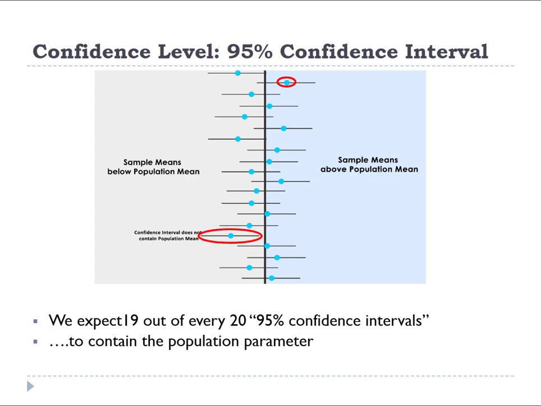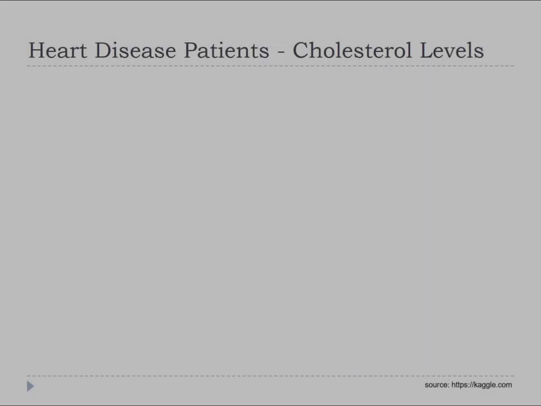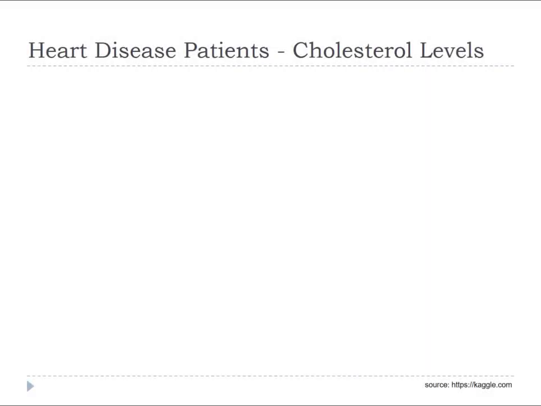Again, it should be repeated that the level of confidence we have in our confidence interval also depends on the quality of the data used to construct it. We will look at a simple example of constructing a confidence interval. The data used is the cholesterol levels of heart disease patients in the Cleveland Clinic, taken from a website called kaggle.com that provides a range of different types of data sets for you to download and analyze.